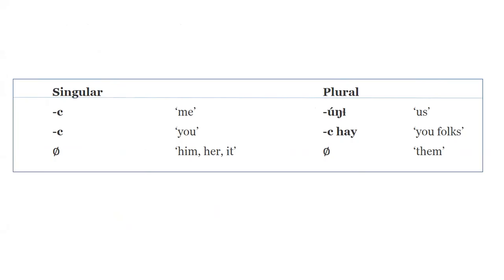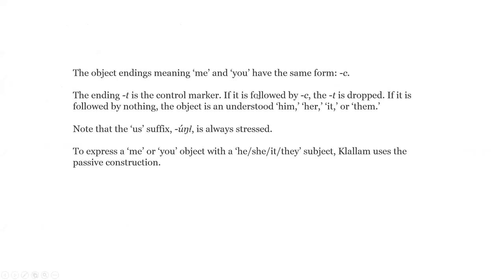So these are our object pronouns, singular and plural. The object ending meaning me and you have the same form with the C. The ending that ends with a T is the control marker. If it is followed by the C, the T is dropped. If it is followed by nothing, the object is an understood him, her, it, or them.